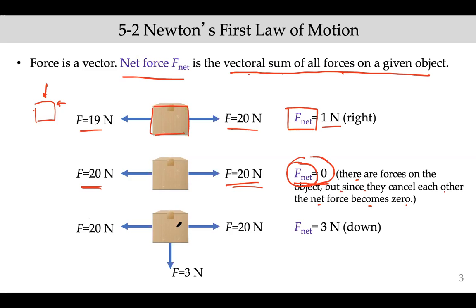What about the third case? Now we have two forces on the horizontal, 20 and 20 on each side, and then there is this 3 Newtons in the negative y direction. So these 20s cancel each other, and what's left is 3 Newtons in the down direction. Again, this is the net force, which is 3 Newtons in this case.